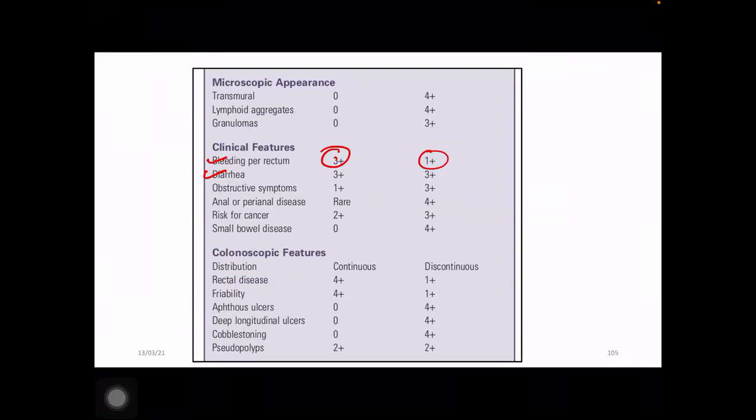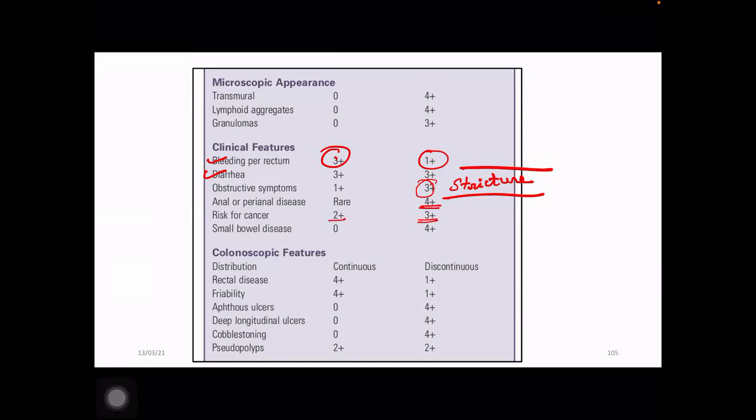Why is it more common? Because Crohn's has transmural inflammation, because of which there is more proneness to stricture formation. So stricture formation is a very prominent finding in Crohn's colitis, and that's why obstructive symptoms are very commonly present there. Anal or perianal disease is very rare in ulcerative colitis, but is very common in Crohn's colitis. The risk for cancer also is high in Crohn's colitis when compared to ulcerative colitis.